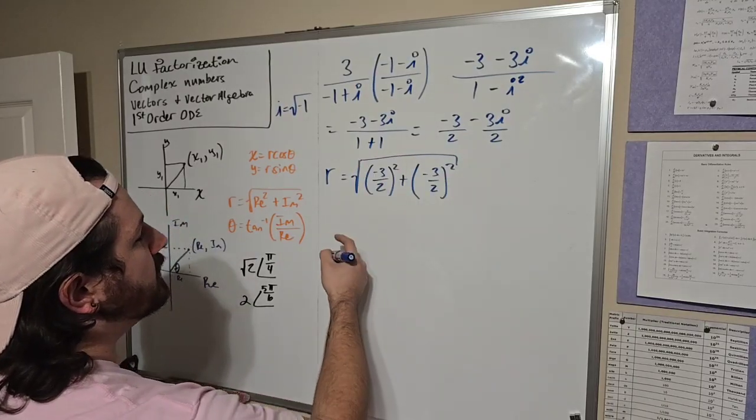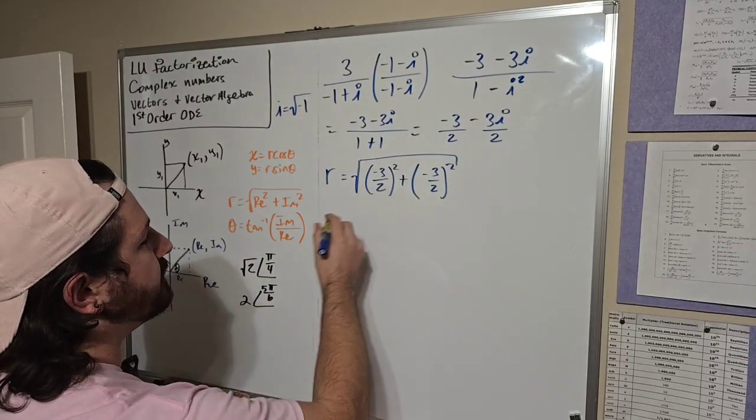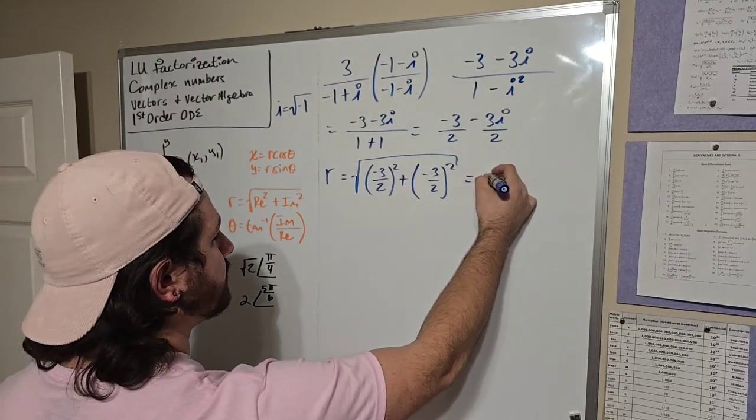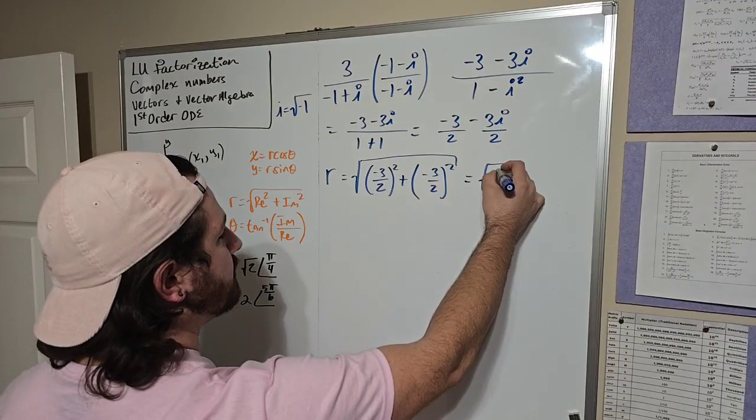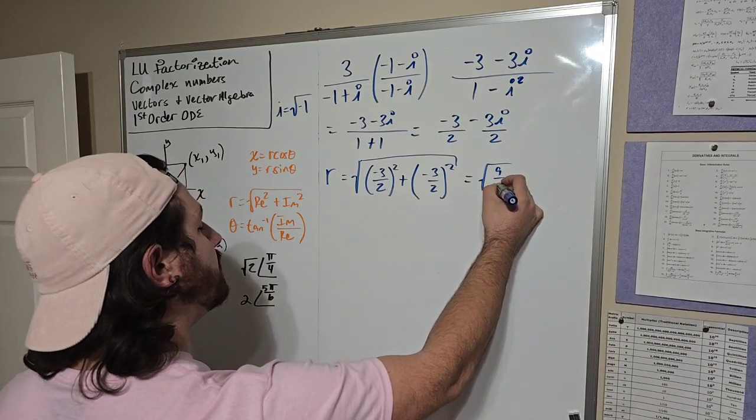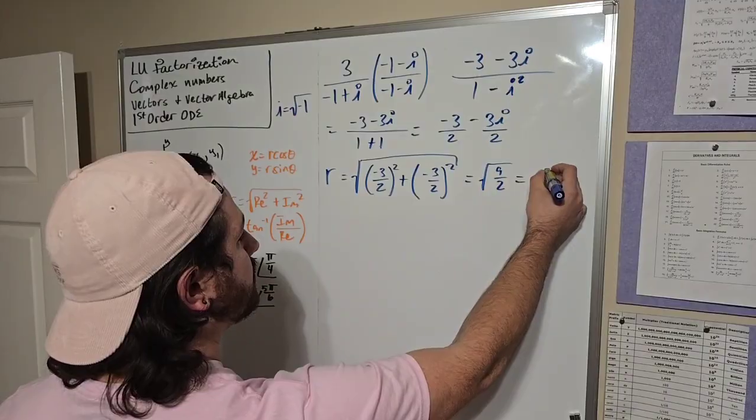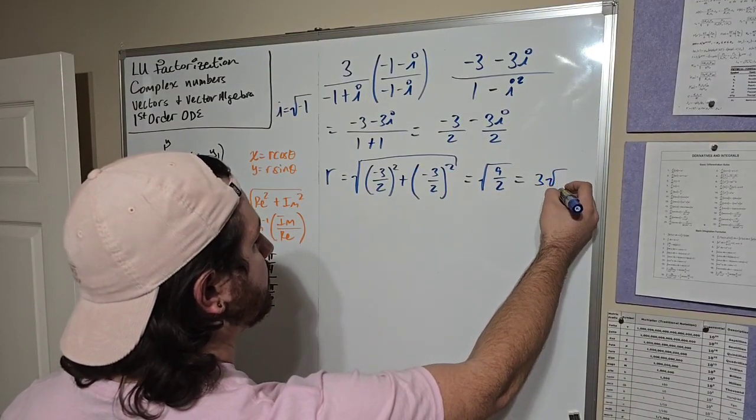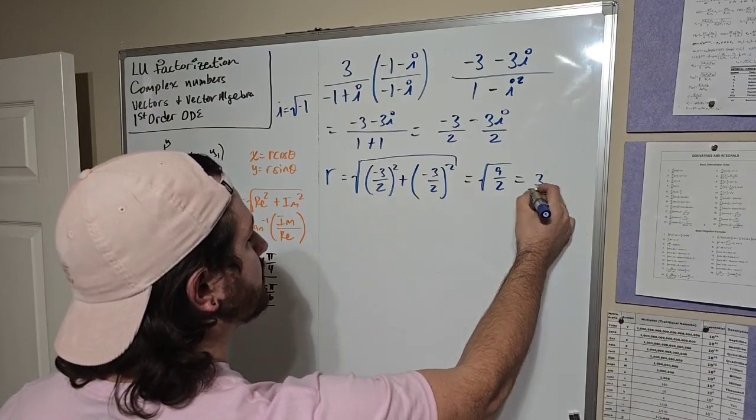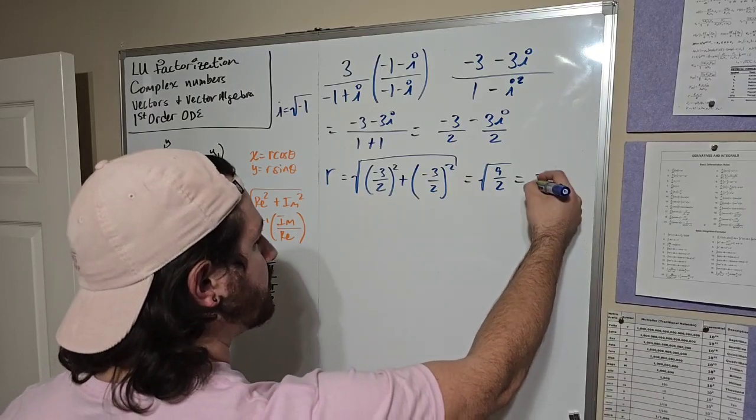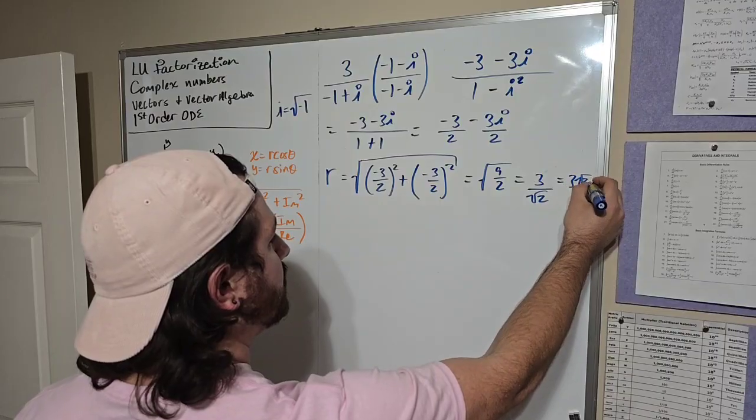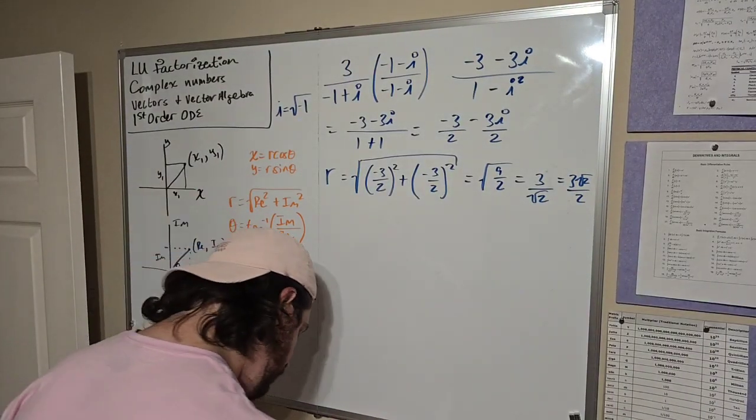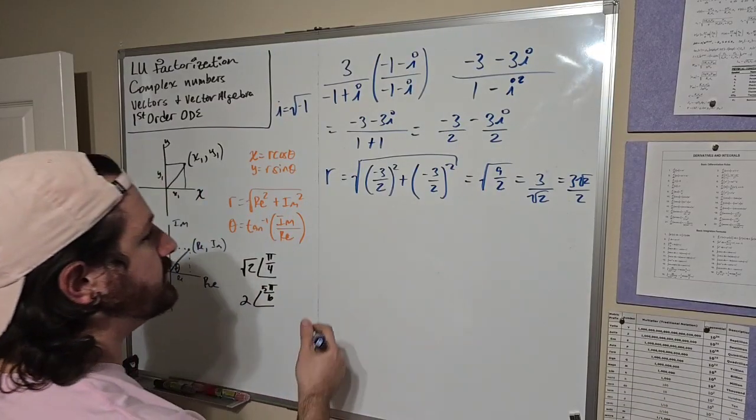Okay, so this one's going to work out pretty straightforward. We're going to have 9 over 4 plus 9 over 4 is going to be 18 over 4. So the square root of 18 over 4 is going to be the same as the square root of 9 over 2, which is equal to 3 times the square root of 1 over 2, which is just going to be 3 over root 2. And then we're going to rationalize this. We're going to get 3 root 2 over 2. Right? Is that right? I think so. Yep, it is. Okay, great.